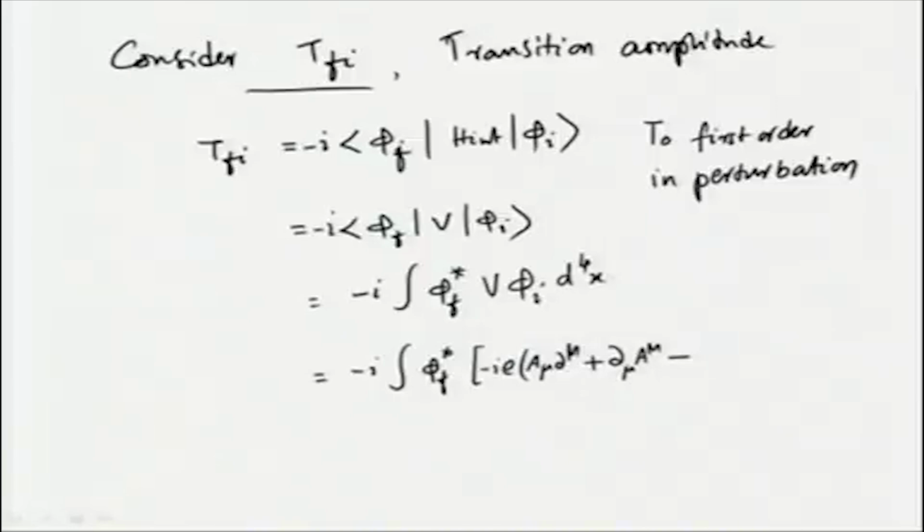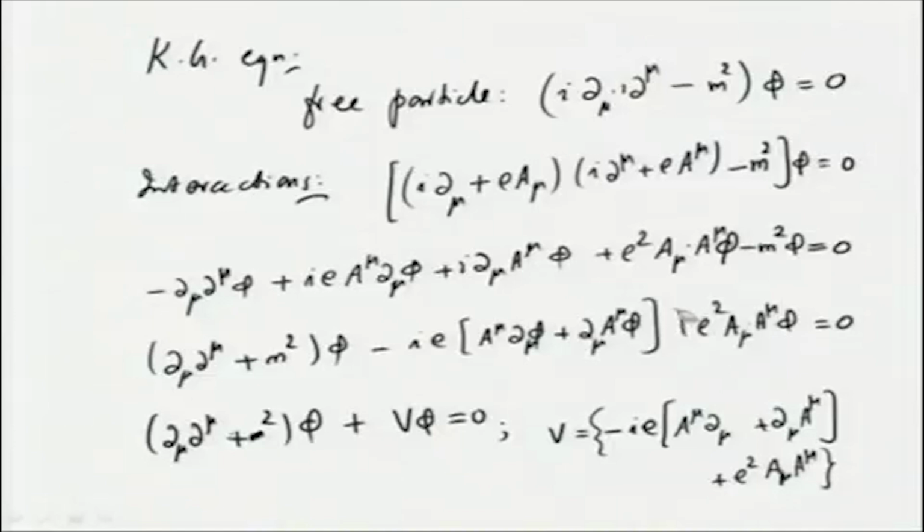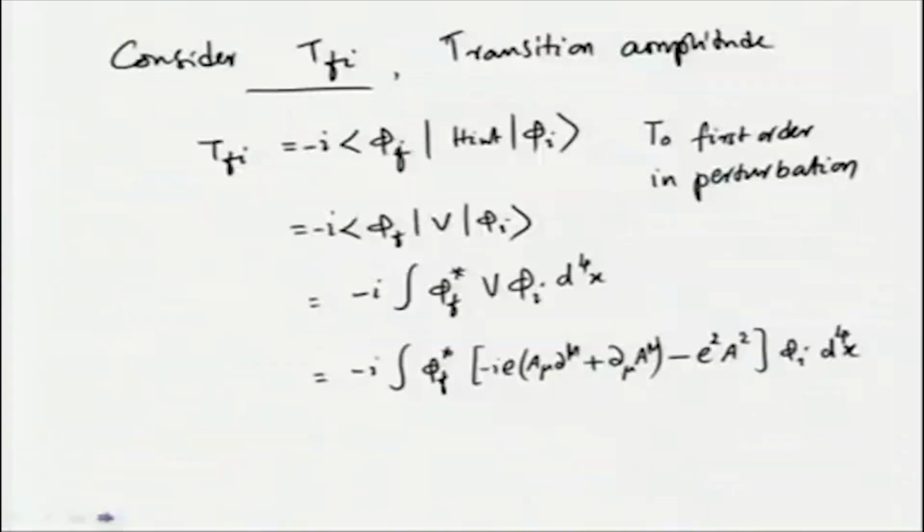actually a minus, because the minus, right. So, this is a minus e square a square phi I d4x. So, another mistake here with the sign. So, we should have taken it as okay. This is the transition amplitude. We wrote the first order term.